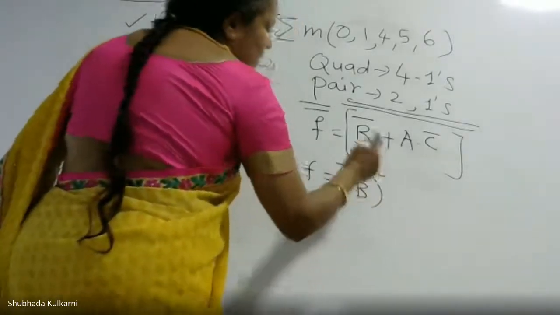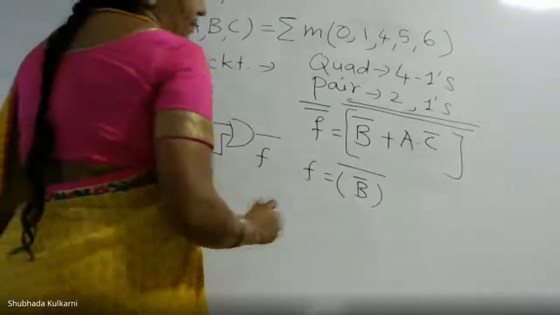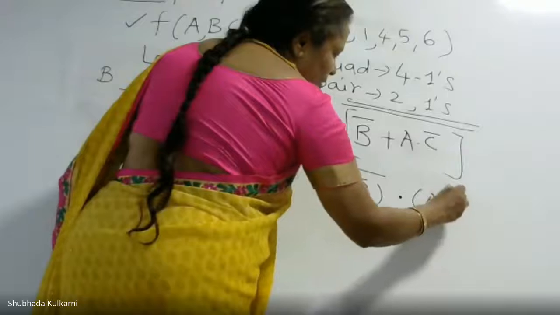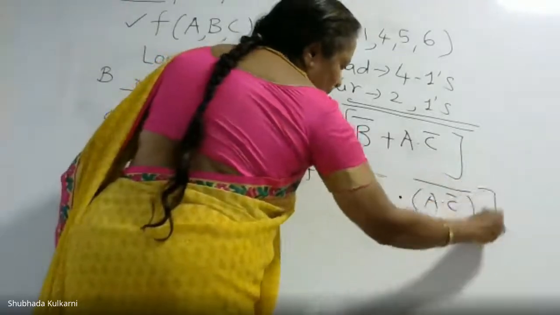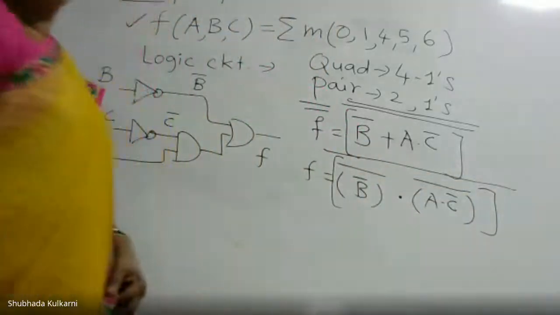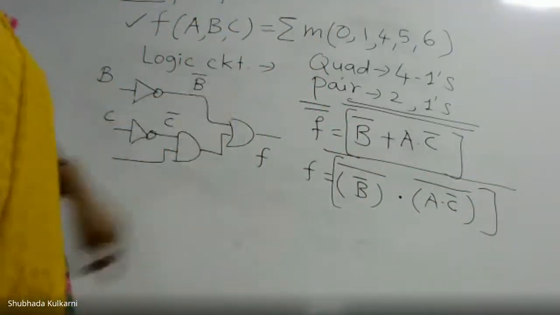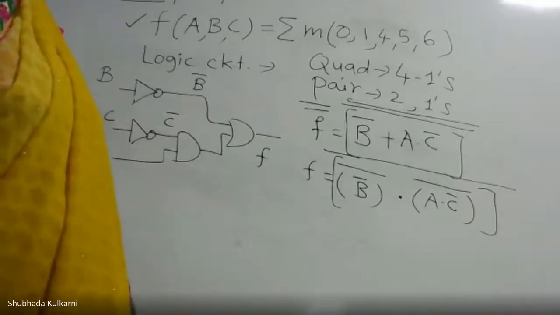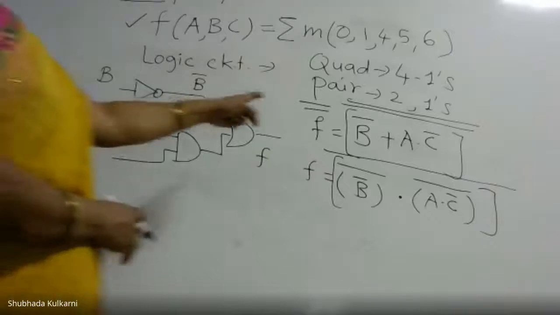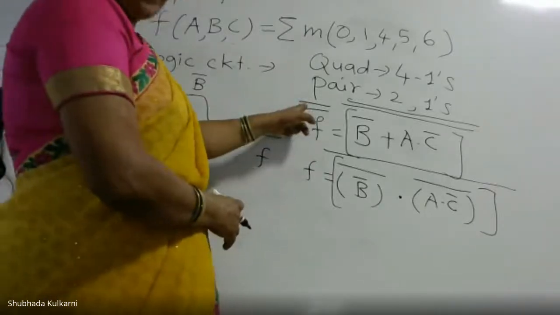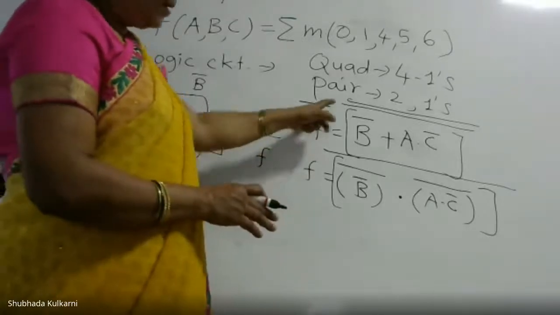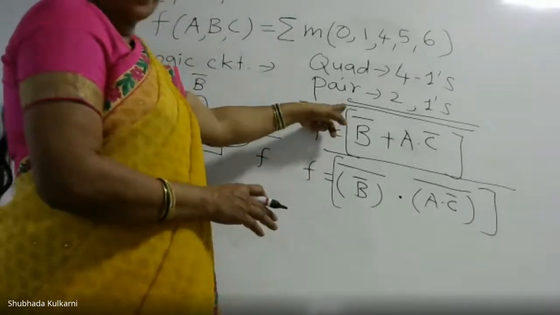Now F will be B bar. I'm using De Morgan's theorem, solving one complement. Plus is replaced by dot. Another bracket A dot C bar, bracket complement, and one more outside complement. What I did? We want to do the universal gate NAND realization for SOP expression. So whichever simplified Boolean function we got, take double complement. By double complement, A double bar is A, F double bar is F. Solve only one complement by using De Morgan's theorem.